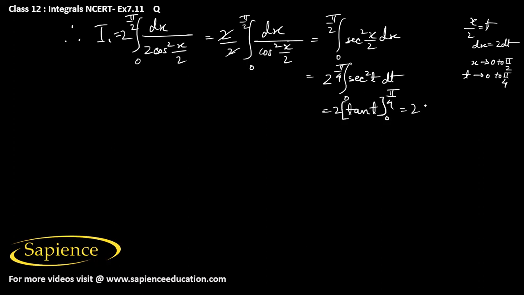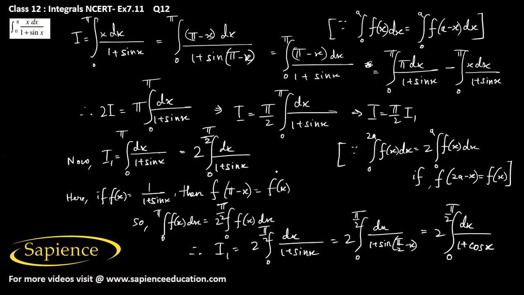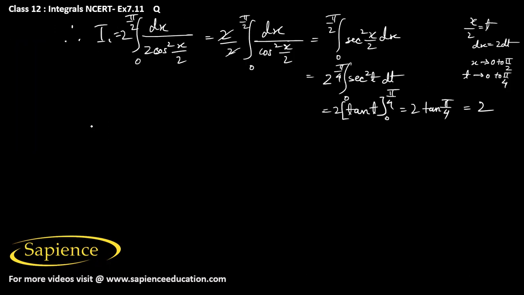So this will be equal to 2 into 2 tan pi by 4, since tan 0 is 0 only. So tan pi by 4 is 1, so it will be 2. So I1 is 2. Now therefore the required integral I, we have found, is pi by 2 into I1. So that will be equal to pi by 2 into 2, since I1 is 2. So the answer is pi. So pi is the answer. Thank you.